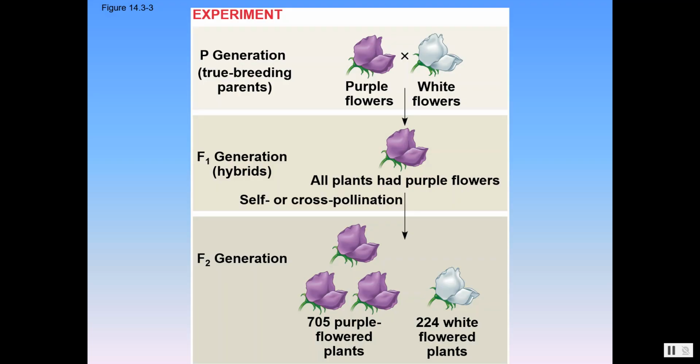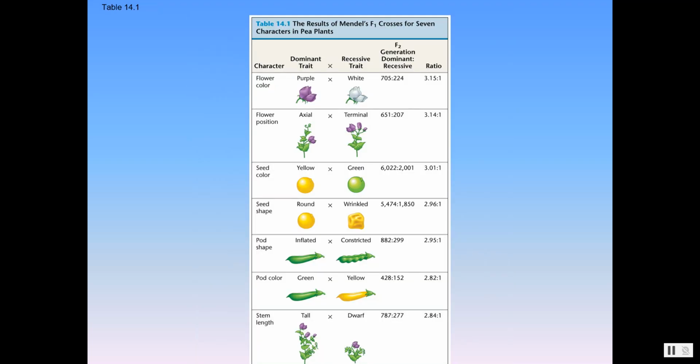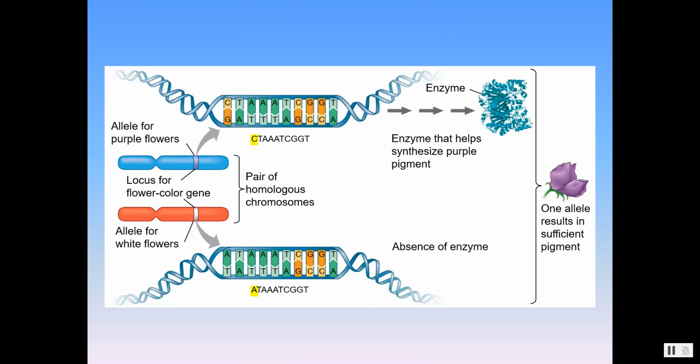Now, what does that tell him? That tells him that there are only two possibilities for each of these traits, either purple or white, nothing in the middle, either axial or terminal, nothing in the middle. So he started doing math, and what he found out was that there were two heritable factors for each trait. And so this is where we get modern genetics. This is where we start talking about dominant and recessive and things like that.